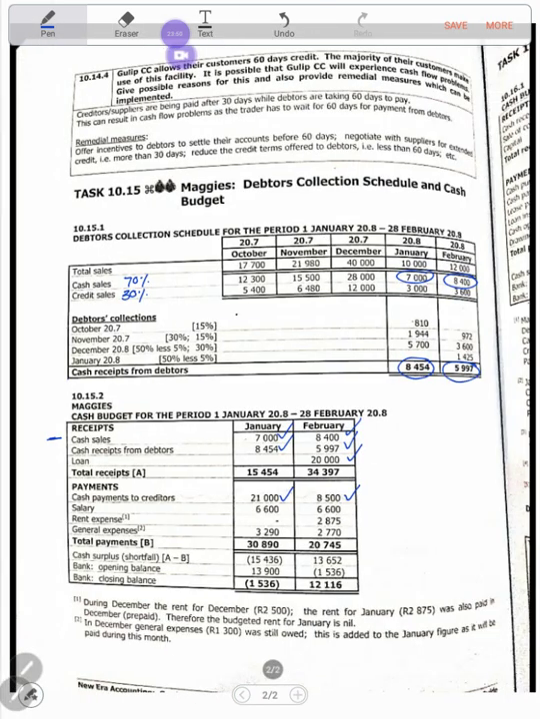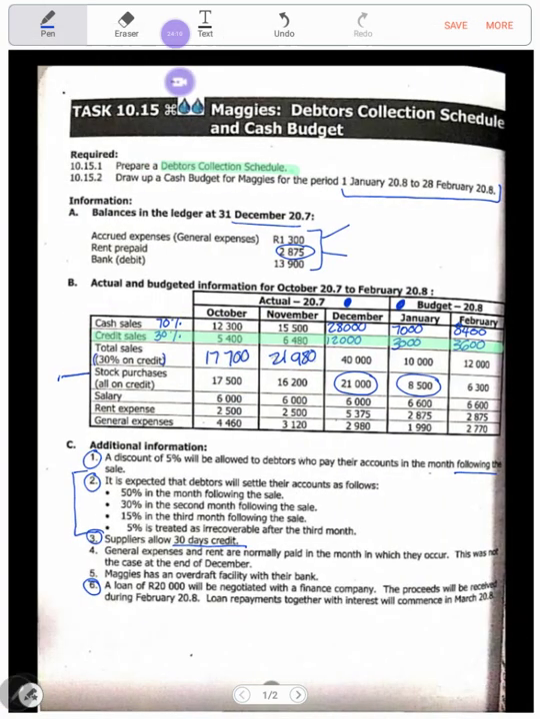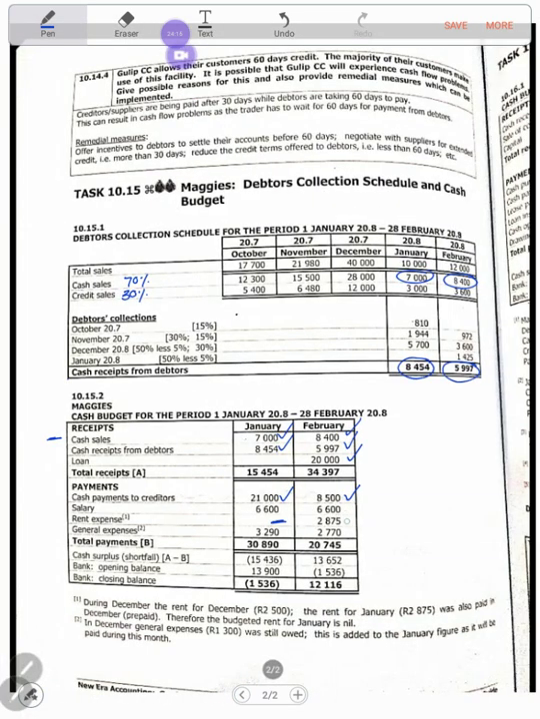All right, so let's go to our rent. You'll see rent was prepaid, so we are not going to be expecting to pay our rent in January because we paid already in December. And then from February onwards, we will be expecting to pay 2,875, and there's the 2,875.